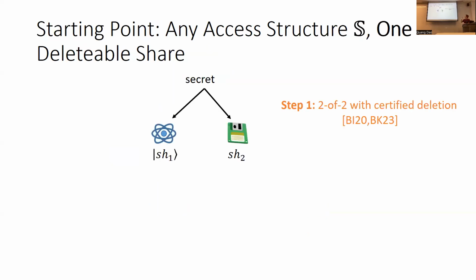Okay. Let's make a starting point. So we're going to try and achieve deletable secret sharing for any access structure, but with the slight restriction that only one of the shares is going to be able to be deleted. So step one, let's go ahead and split our secret using the 2 of 2 secret sharing from Bartusek and Khurana's paper.